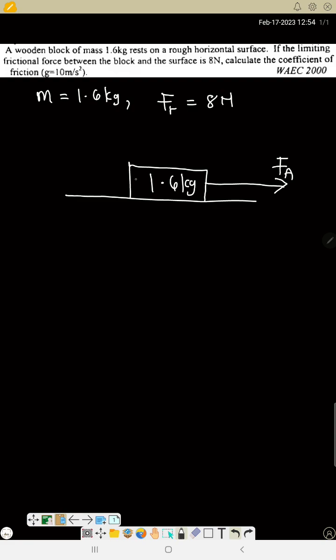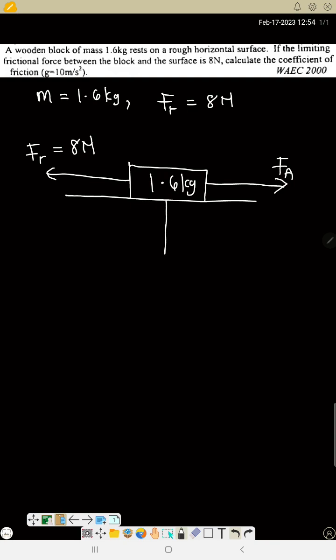Now if you look at this question, there is nothing like accelerate, or find the acceleration. That means this block does not move. It's just resting on the surface. So I have a flat surface and a block of mass 1.6 kilogram. If my applied force is this way, then this other side must be my frictional force, and the frictional force is given here as 8 Newton.